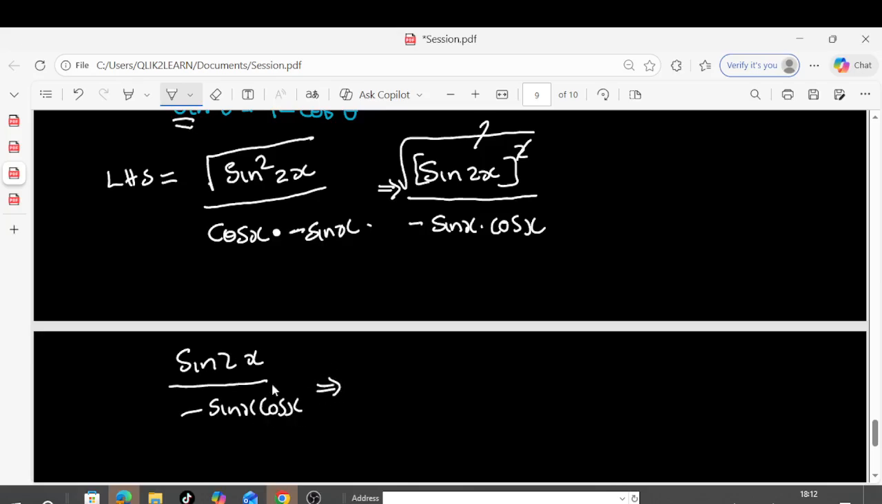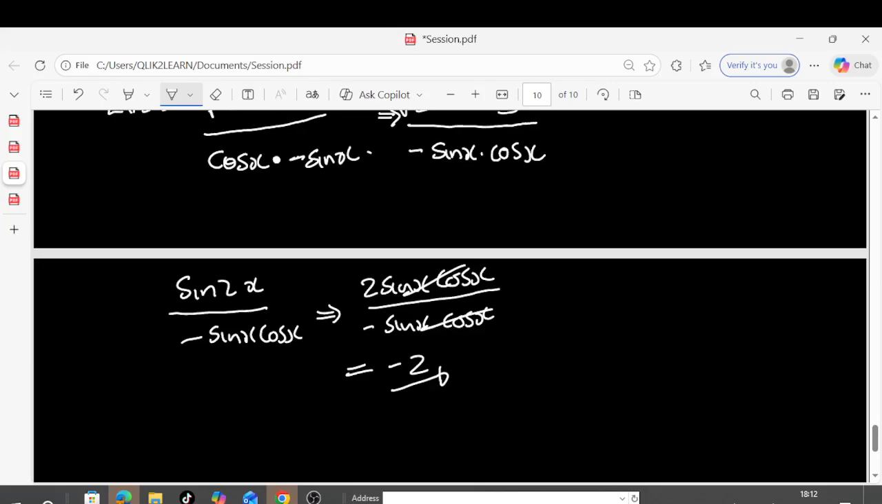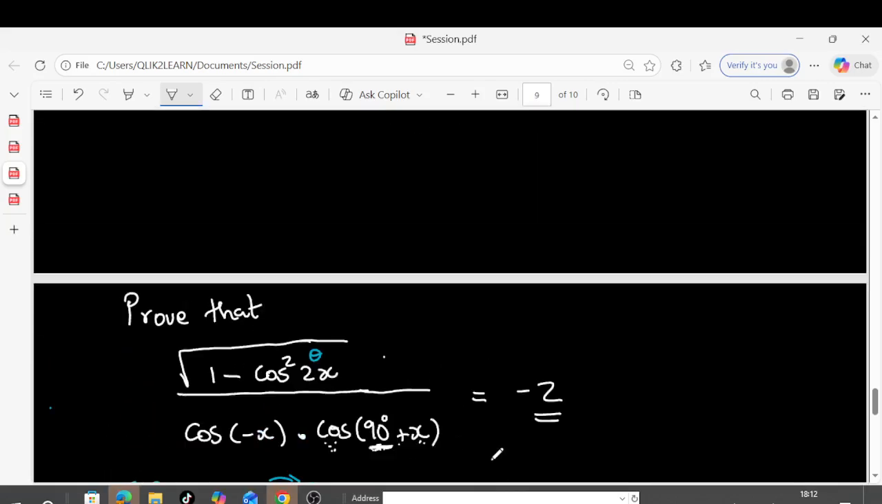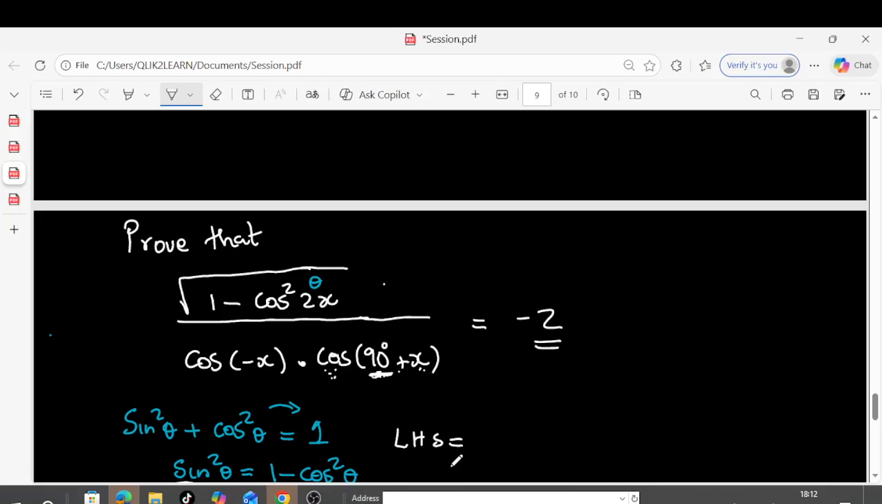The top part is a double angle for sine. We can change this as 2 the sine x, the cos x, divided by negative the sine x, the cos x. So these two cancel. The answer is negative 2, because negative 2 divided by 1 is just negative 2. So we've managed to prove that left hand side is equal to right hand side.